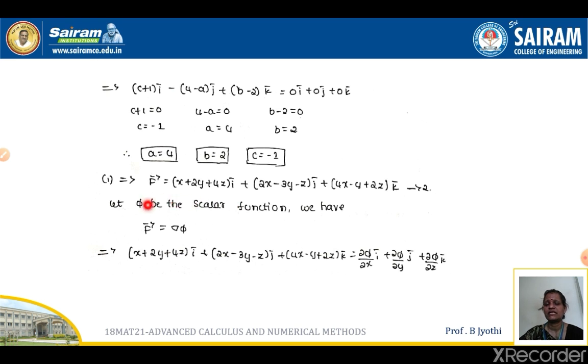So on replacement of a, b and c, we get f equals (x + 2y + 4z)i + (2x − 3y − z)j + (4x − y + 2z)k. Let's call this equation 2. Now let phi be the scalar function. We have f equals del phi. So this f is equated to del phi, where del phi is given by ∂φ/∂x i + ∂φ/∂y j + ∂φ/∂z k, and each of the ijk components are equated in order to determine the value of phi.